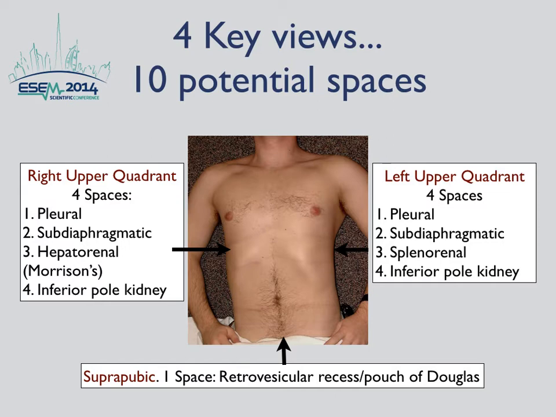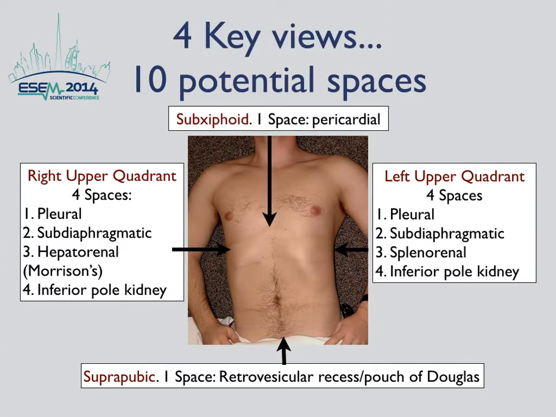So again, quick summary of what we covered so far. We looked at the right upper quadrant. There are 4 potential spaces there. The left upper quadrant with 4 potential spaces and the suprapubic, 2 views with 1 potential space. Remember, you need all 3 views to be negative to call it a negative FAST exam for intraperitoneal fluid. But if any of these spaces are positive, you don't need to continue because that's a positive study for intraperitoneal fluid. We have one more view to evaluate, which is the sub-xiphoid view, and you're evaluating the pericardial space looking for traumatic pericardial effusion.